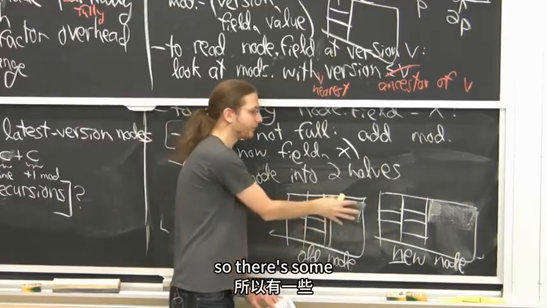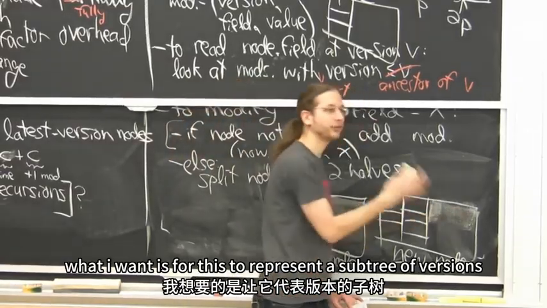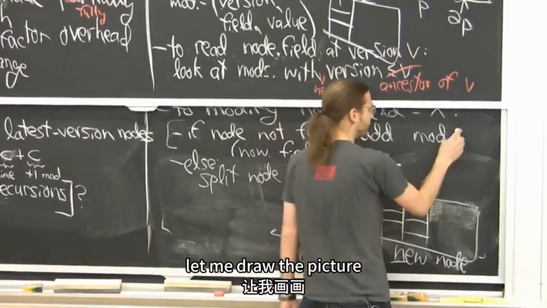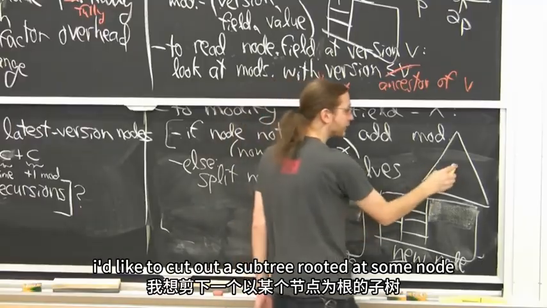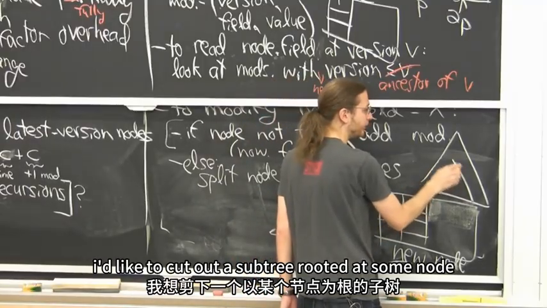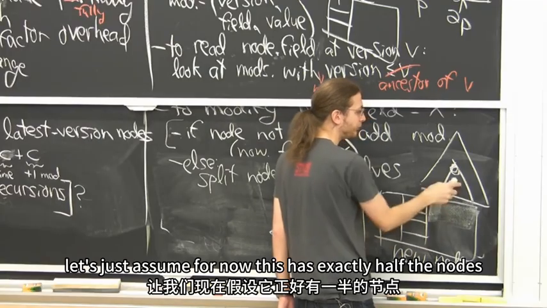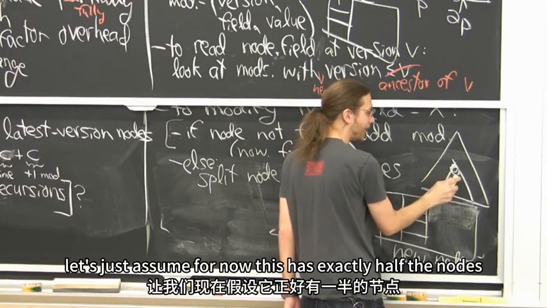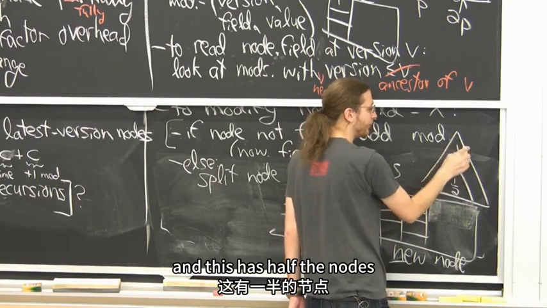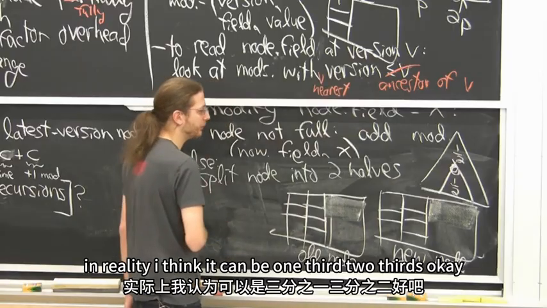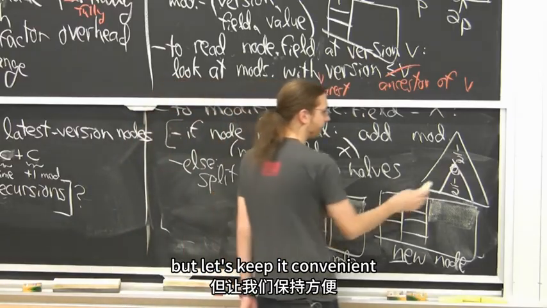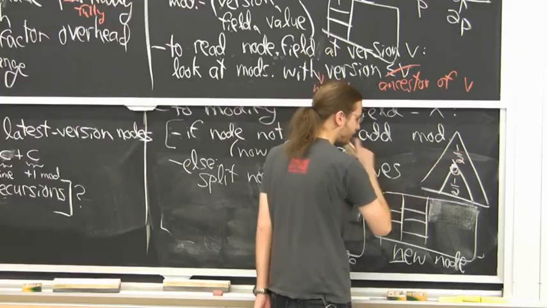Okay, so what I want is for this to represent a subtree of versions. Let me draw the picture. So here's a tree of versions represented by the old mods. I'd like to cut out a subtree rooted at some node. So that this, let's just assume for now, has exactly half the nodes, and this has half the nodes. In reality, I think it can be 1/3, 2/3. Okay, but let's keep it convenient.